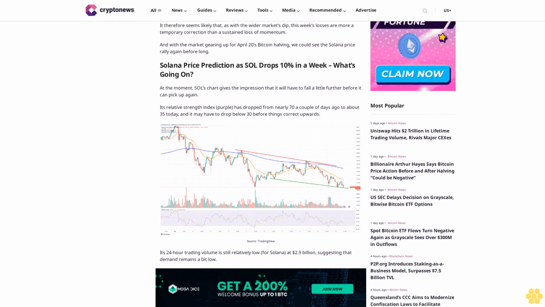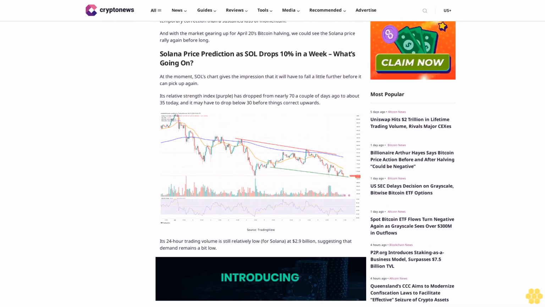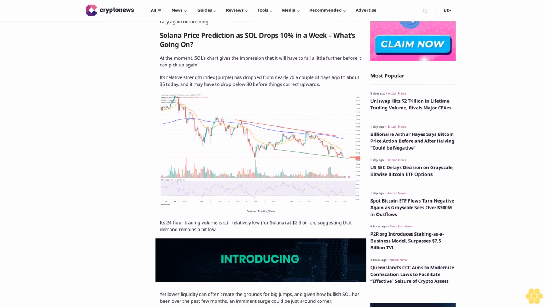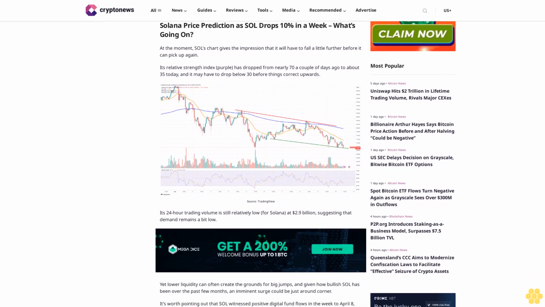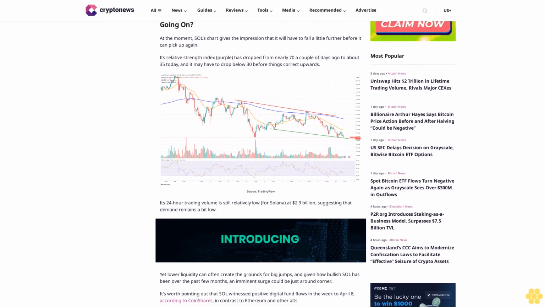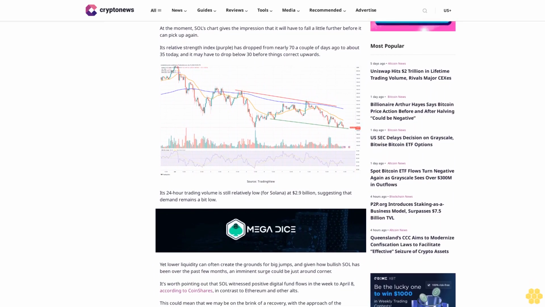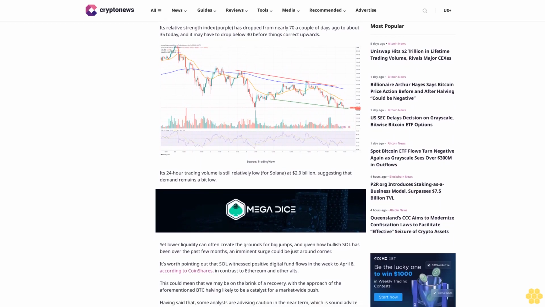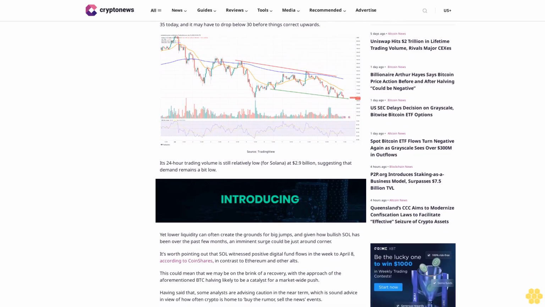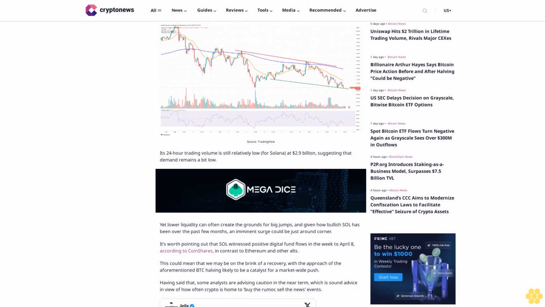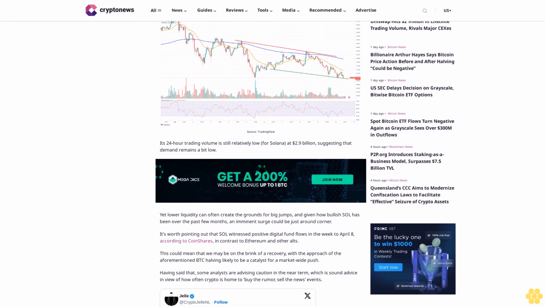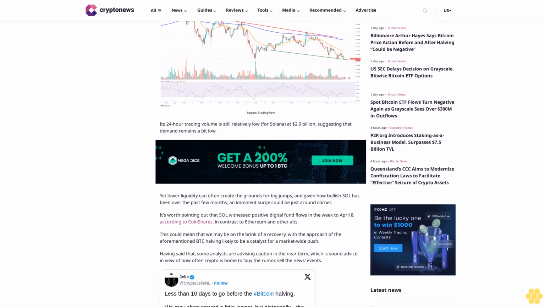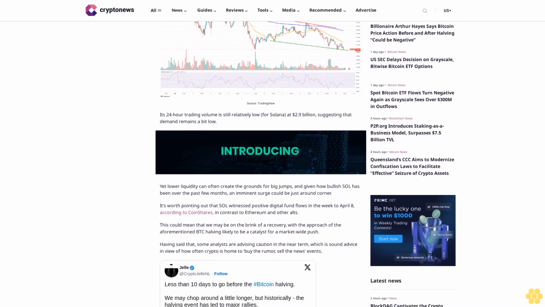Solana price prediction as SOL drops 10% in a week. What's going on? At the moment, SOL's chart gives the impression that it will have to fall a little further before it can pick up again. Its relative strength index (purple) has dropped from nearly 70 a couple of days ago to about 35 today, and it may have to drop below 30 before things correct upwards. Its 24-hour trading volume is still relatively low for Solana at $2.9 billion, suggesting that demand remains a bit low. Yet lower liquidity can often create the grounds for big jumps, and given how bullish SOL has been over the past few months, an imminent surge could be just around the corner.